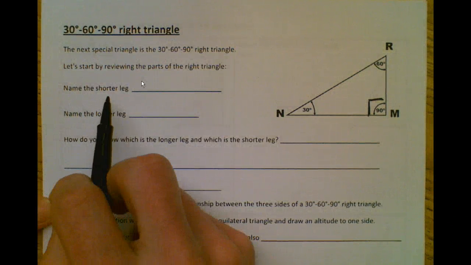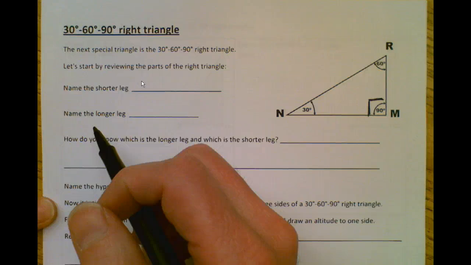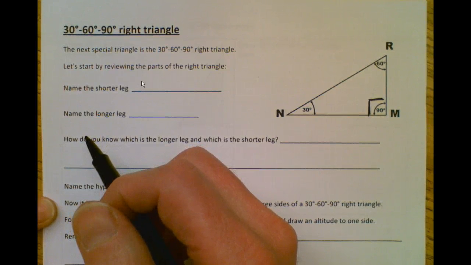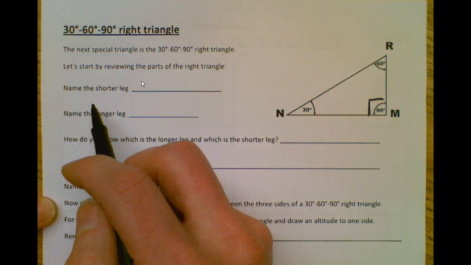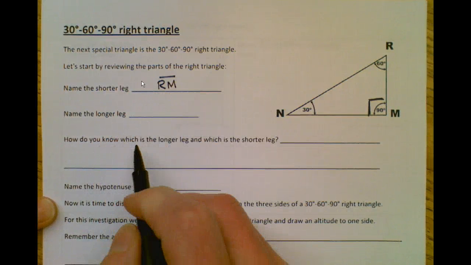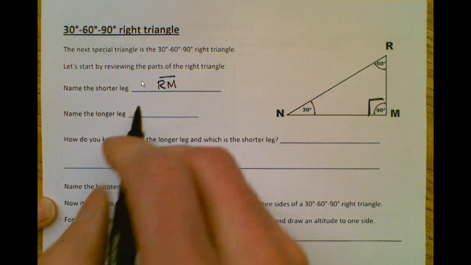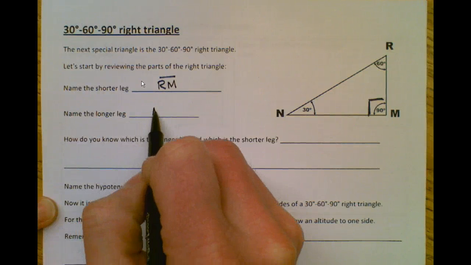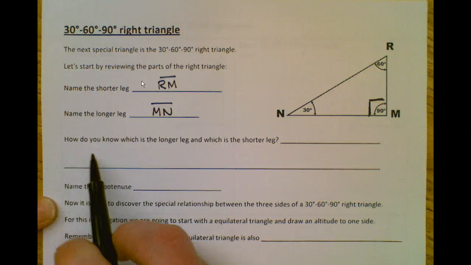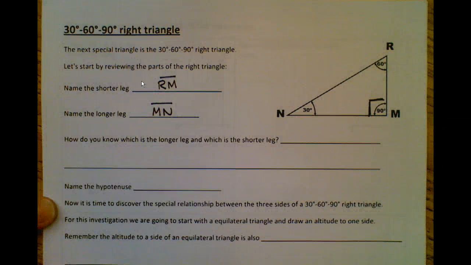So first let's name the shorter leg. And again, if you want to pause at any time to fill in the blanks, and then start the video again to see if you were right, feel free. So the shorter leg here is going to be segment RM. The longer leg then would be segment MN. And how do we know which is the longer leg and which is the shorter leg?